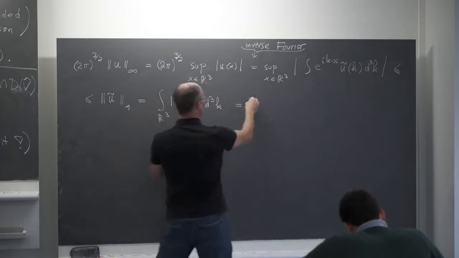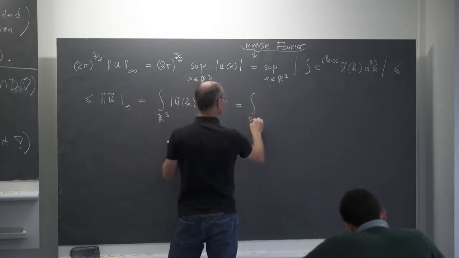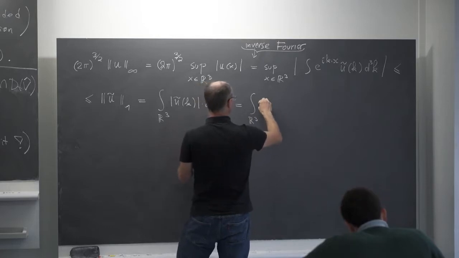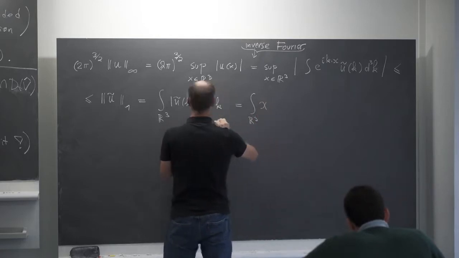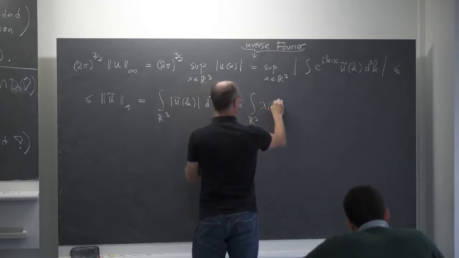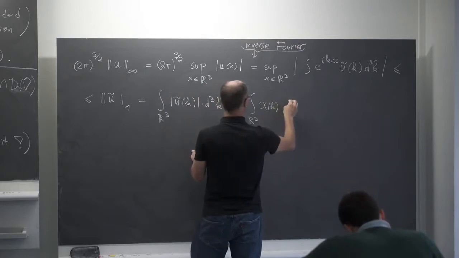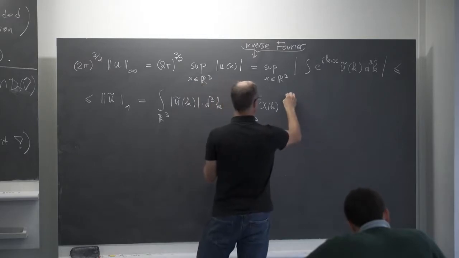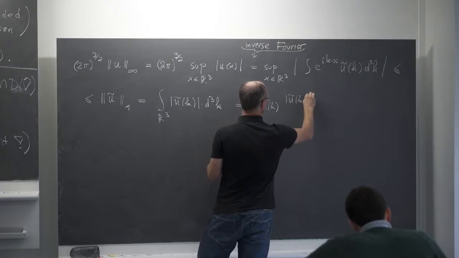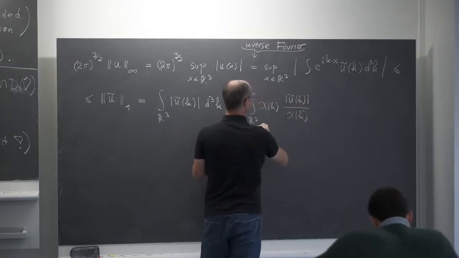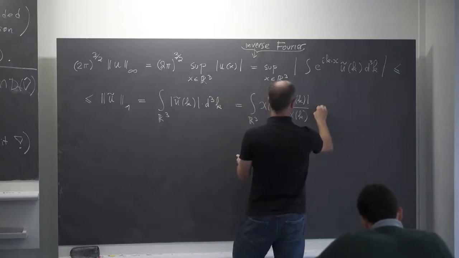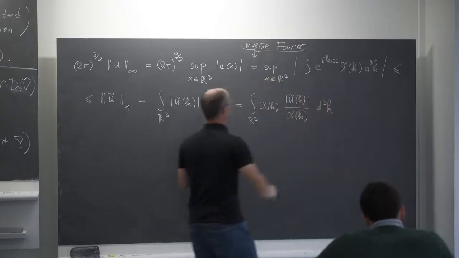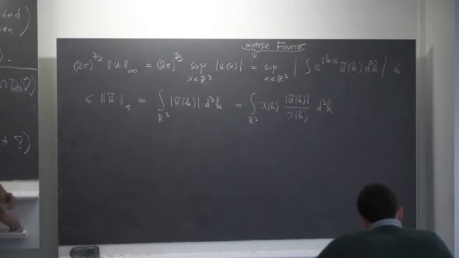Now let's do the following. So let me write here chi of k, and let me write here U tilde k divided by chi of k, d3k. Right?